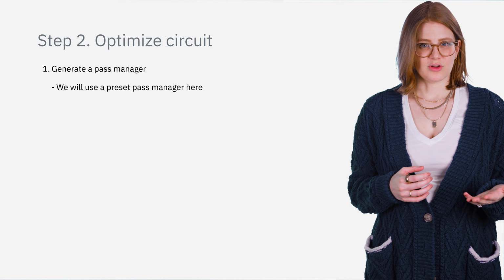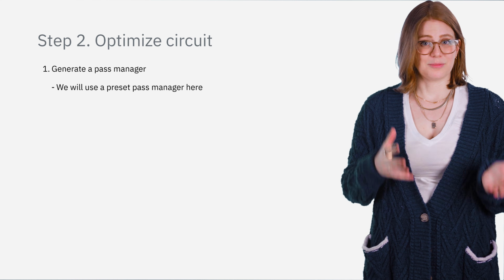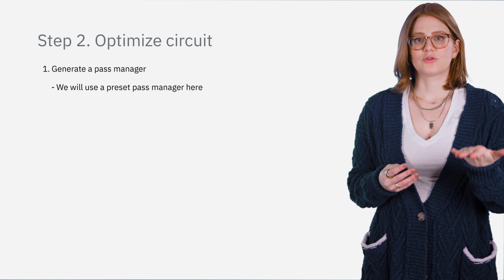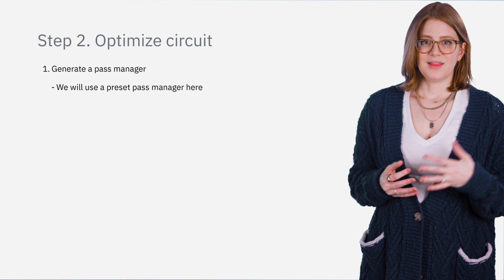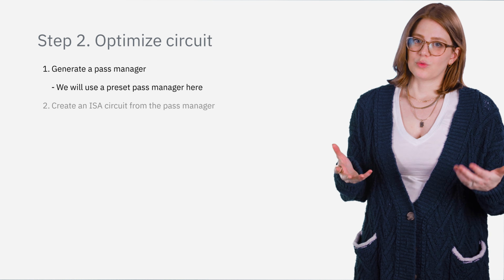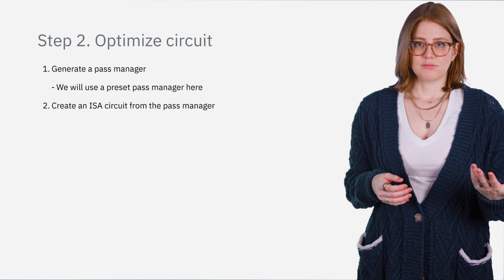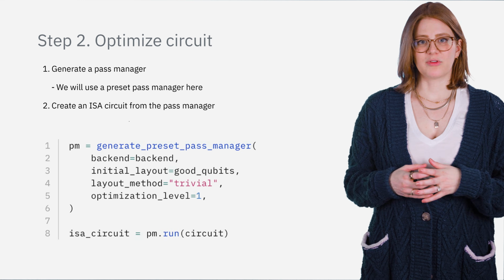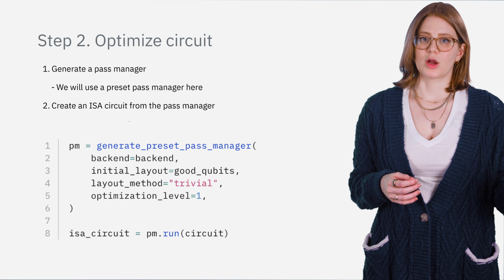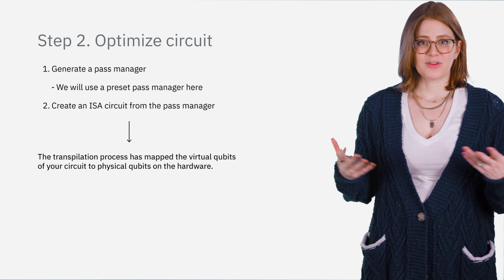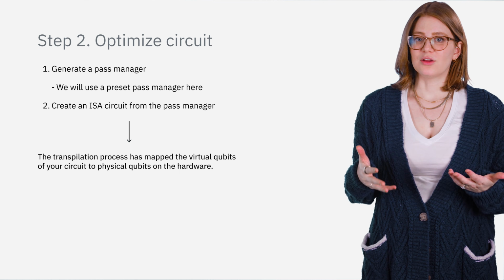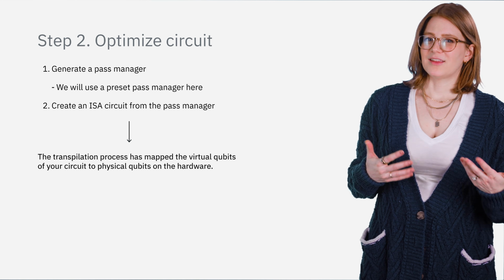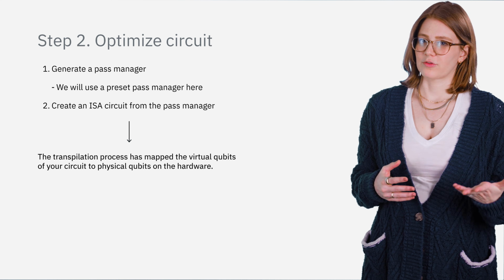Create a pass manager by initializing a pass manager object with a list of transpiler passes. In the end, our pass manager will create an ISA circuit, a circuit that must be written in terms of the backend's instruction set architecture, which describes the circuit in gates which are native to the backend, but lack the timing information needed to run the circuit.